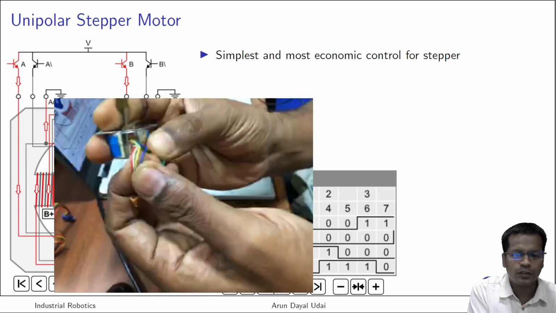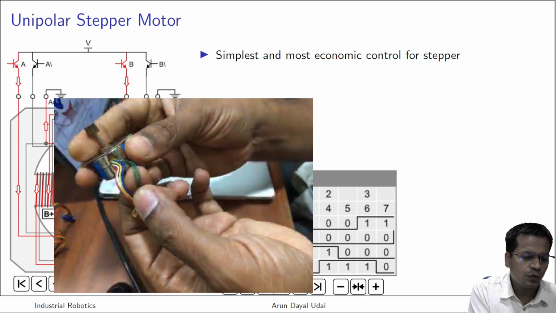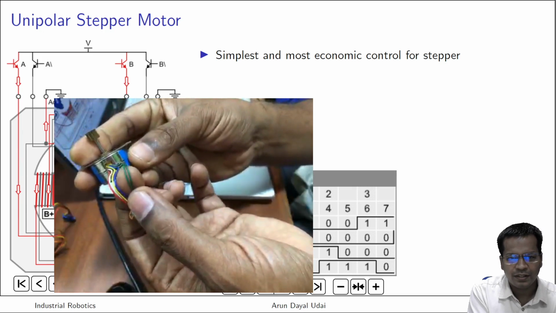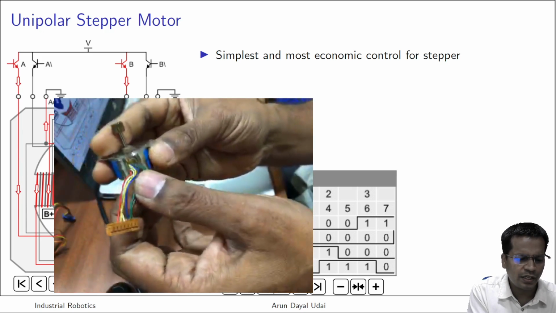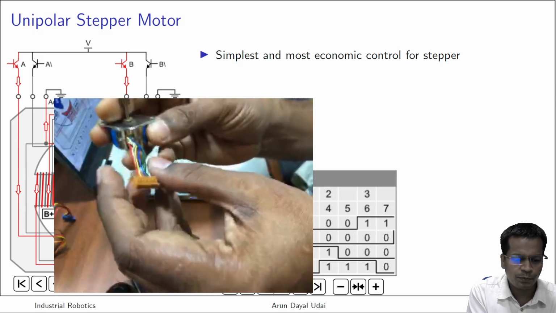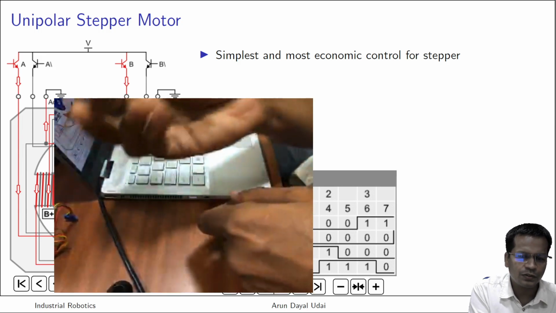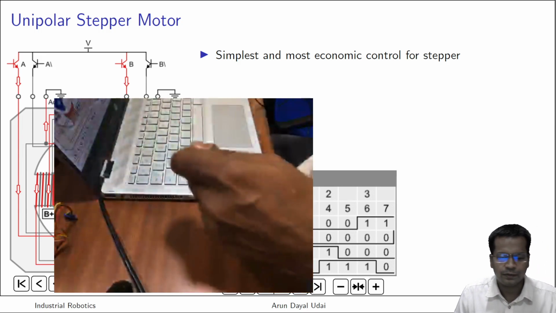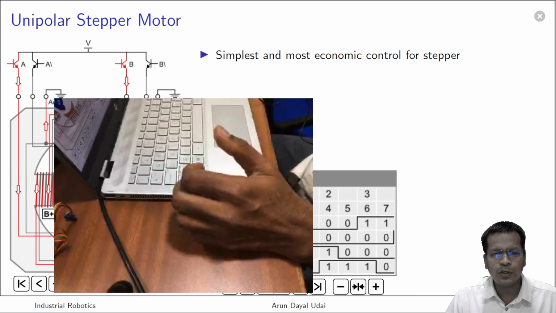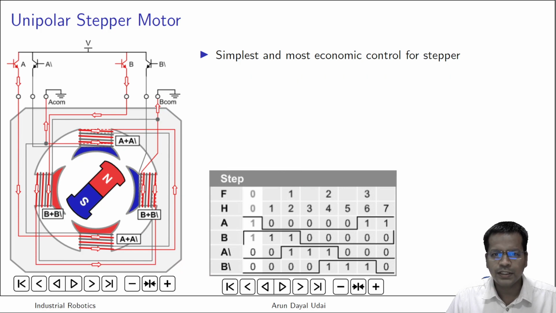So 4 wires for the poles and 2 for A and B common. A common and B common are the same, both are earth wires, that is ground wires, zero potential wires. So it has 4 wires plus 2 wires. This also is a unipolar motor. We'll talk about bipolar later, but for the time being we'll stick to this one and how it works.